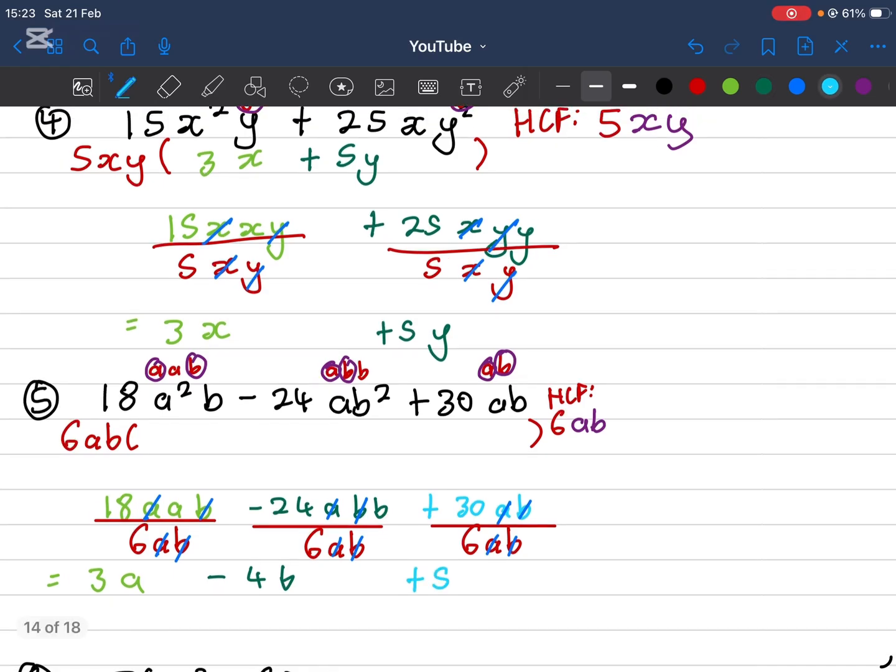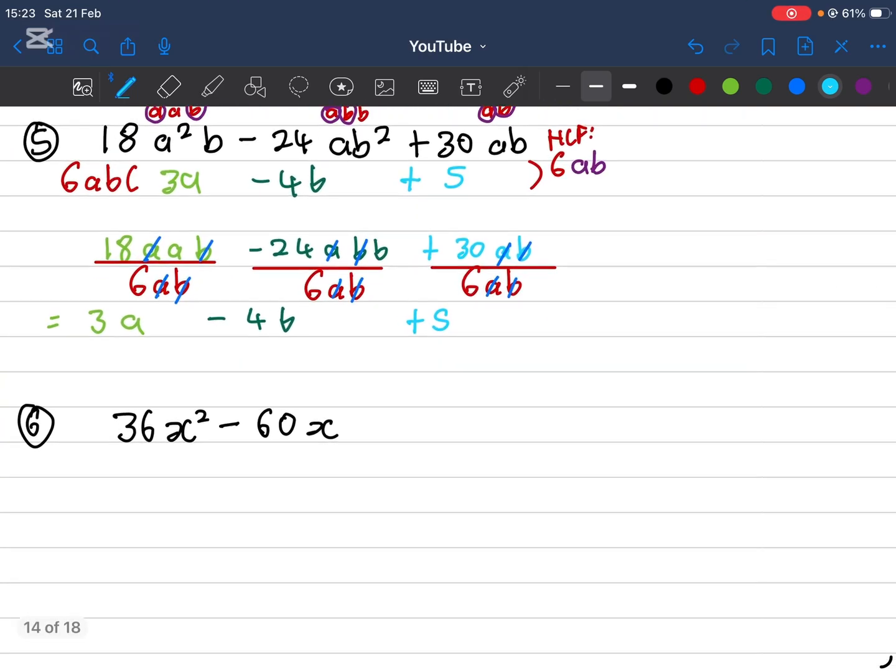So our factorized expression is now 6AB open bracket 3A minus 4B plus 5 close bracket. Alright.